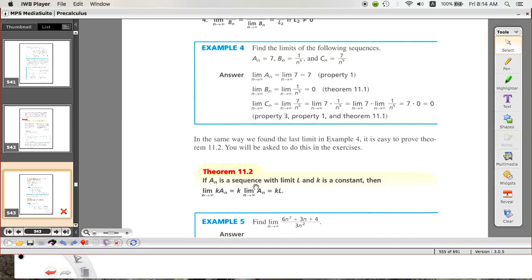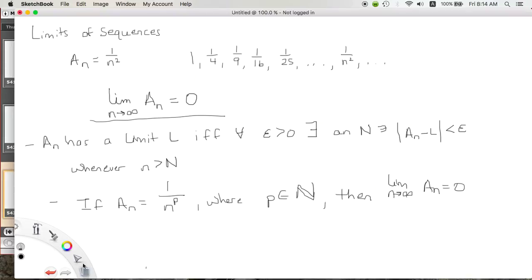Then another theorem here: if we have a constant times the sequence, then we can pull the constant out front, take the limit of the sequence, and then multiply it. So let's look at a couple of examples here so that we can see how this works.